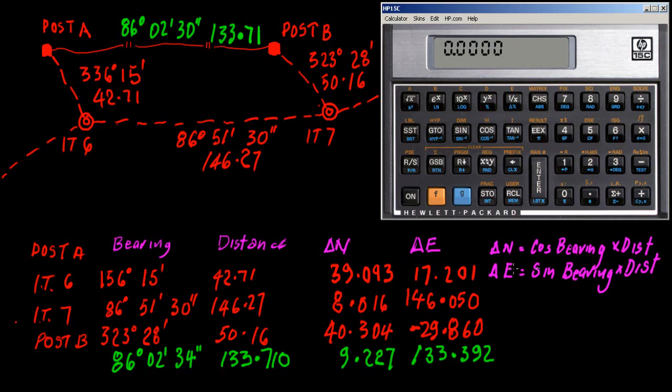In previous videos I've shown you that the delta N can be worked out easily using the cos of the bearing times the distance, and delta E the sine of the bearing times the distance. However, I'm going to do this using the fabulous HP 15C calculator. So first of all I'm going to clear the sigma statistic memories, and away we go. You can see how easy it is.